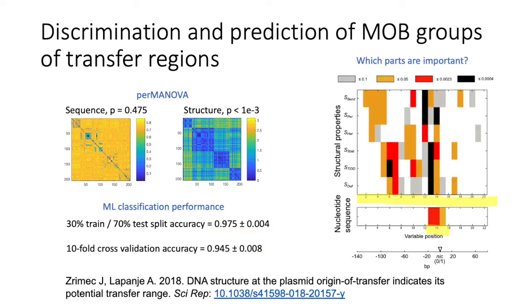So if we look at which parts in the transfer regions are actually important for discriminating the mob groups, we see that with the structural properties, different locations across the whole transfer regions are conserved, whereas with nucleotide sequence, we only have a conservation of properties around this main nicking site. So this shows that with the structural properties, we're able to use a much larger amount of information stored across the whole region to determine the mob groups.